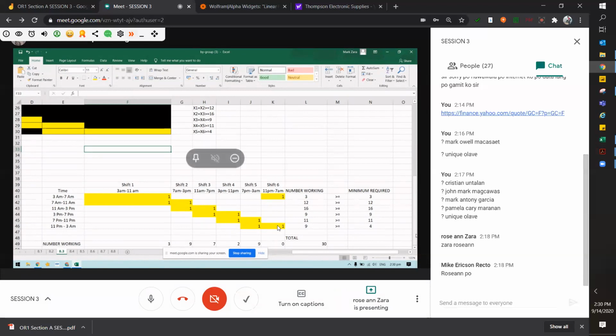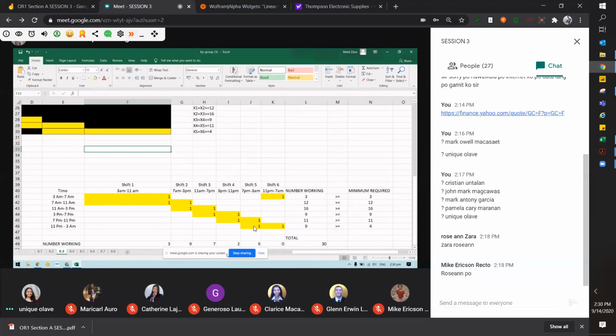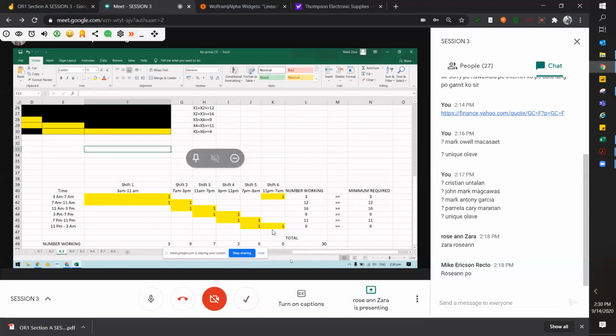So yung 4 ang naka-schedule doon ay may overlapping ng schedule, ano? Tama po ba? Shift 5 to shift 6.